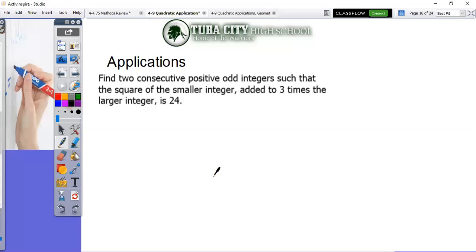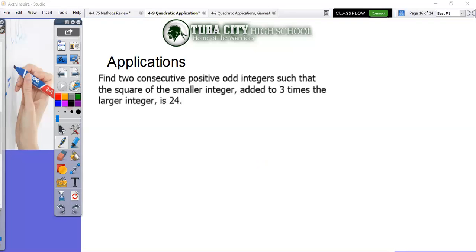So find two consecutive positive odd integers such that the square of the smaller integer added to 3 times the larger integer is 24. Wow, that was a mouthful. Oh boy. All right, so consecutive. Consecutive means one after the other, or I don't know if that's the actual definition.